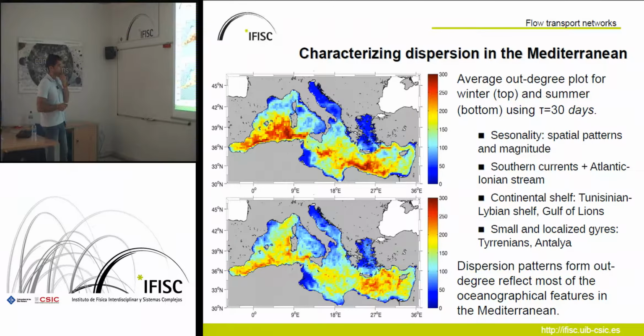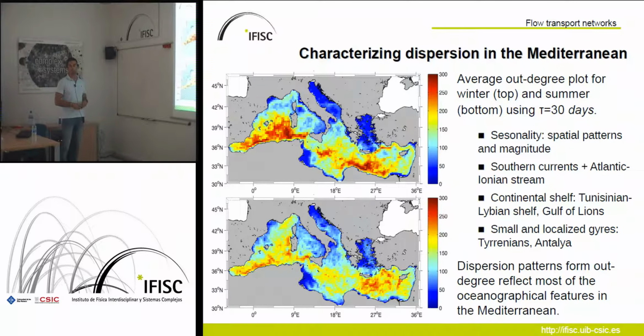So in general, the dispersion pattern that we get from this analysis really reflects most of the well-known oceanographic features in the Mediterranean.